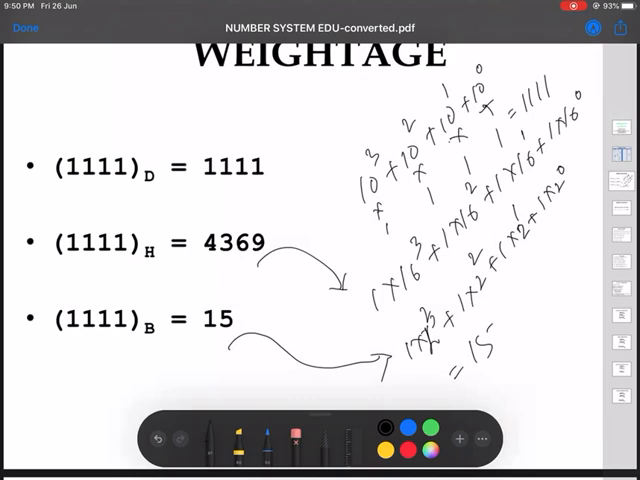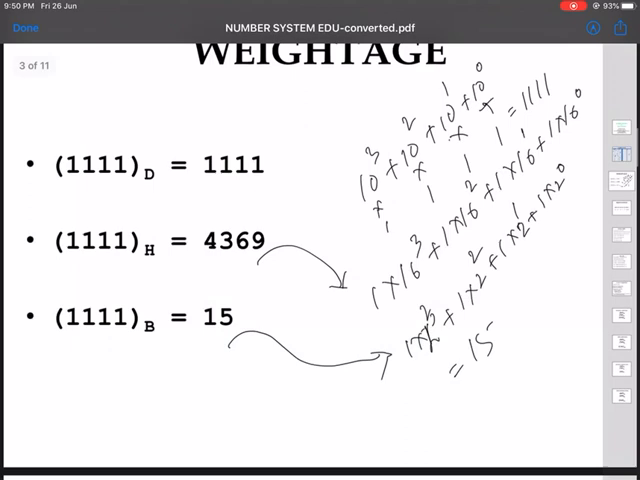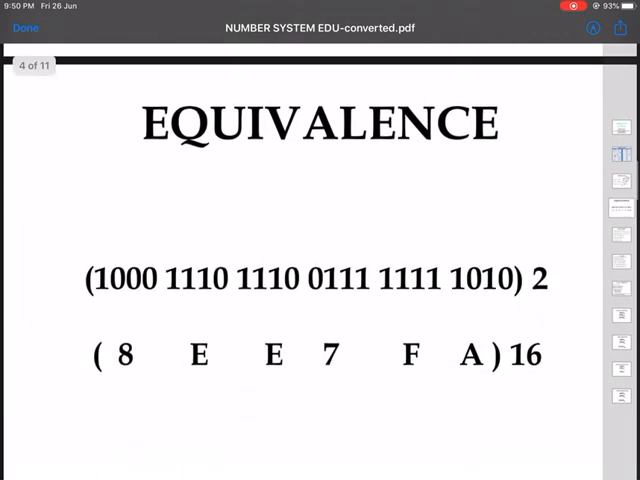So it's very clear that the value 1111 in decimal is not the same in hexadecimal and not the same in binary. The value varies as the base varies. So it is an equivalence.